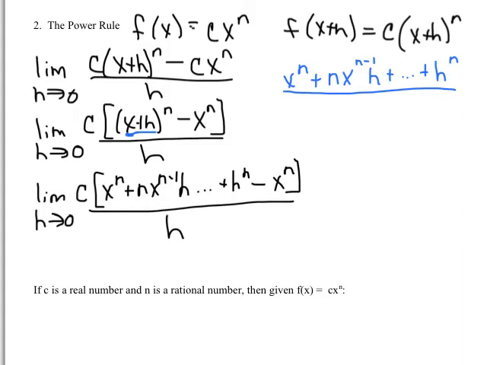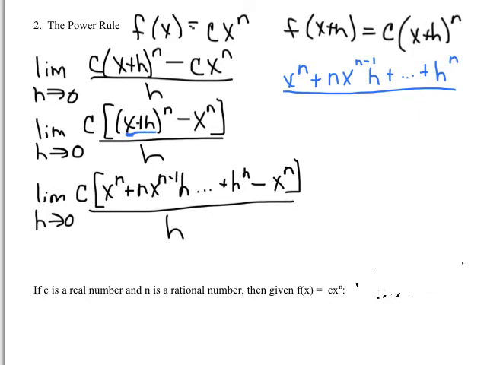So, if c is a real number and n is a rational number, then if I'm given this function, the power rule is this: f prime of x is going to be the coefficient times the exponent times the variable raised to the n minus first power. Oh, I've got to write smaller so you can see it.